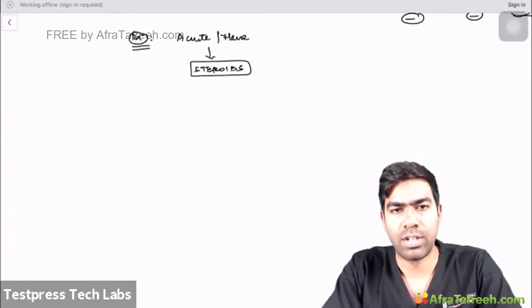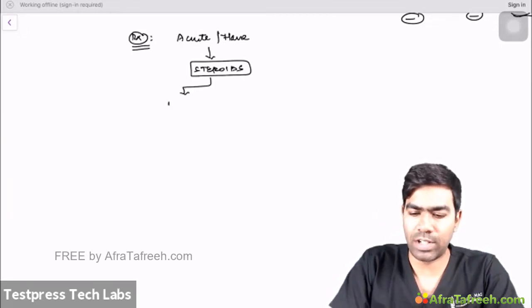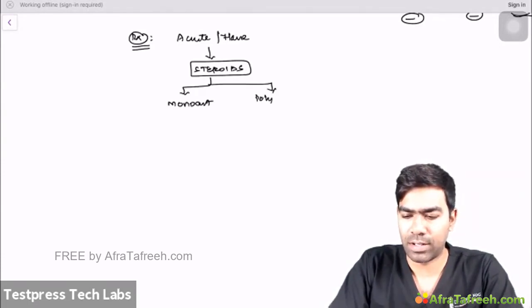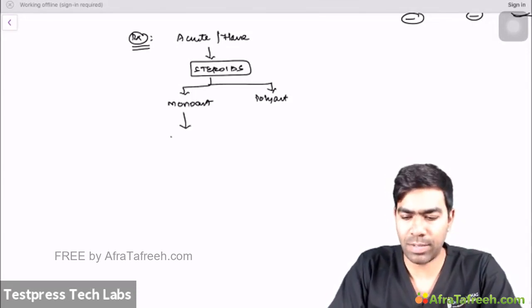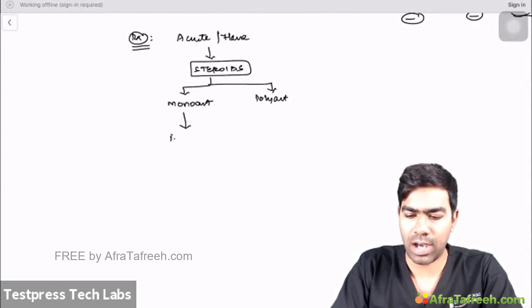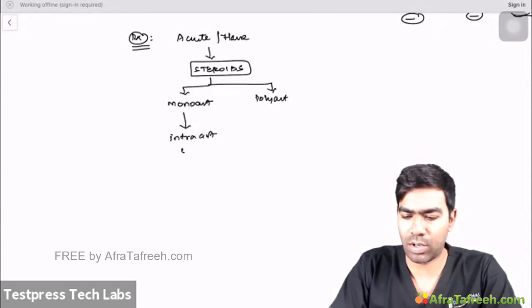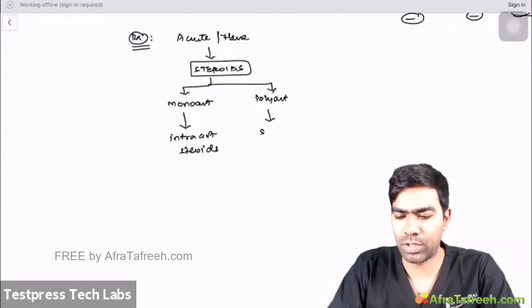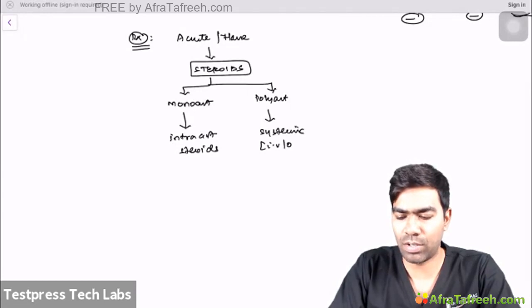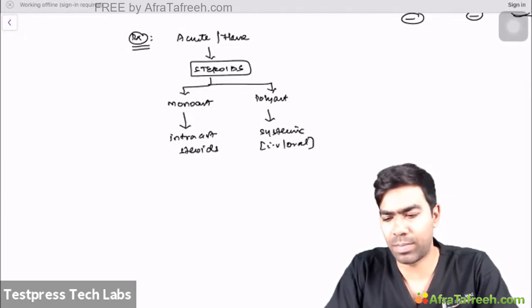early immunosuppression with steroids. So depending on whether it's a monoarticular flare or a polyarticular flare, my treatment with steroids will vary. If it's a monoarticular flare, I'll be using intra-articular steroids, which means I'm going to inject the steroids directly into the joint. If it's a polyarticular flare, then in this setting, I'll be using a systemic steroid. For example, I can use an IV steroid or an oral steroid as well. Oral is very commonly preferred, but you can use IV steroids also.